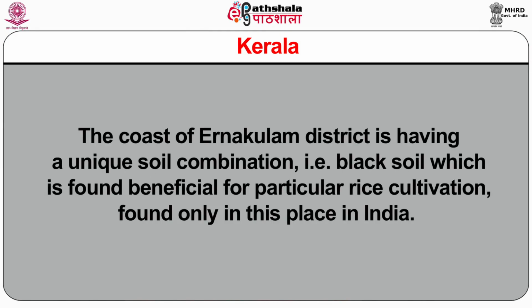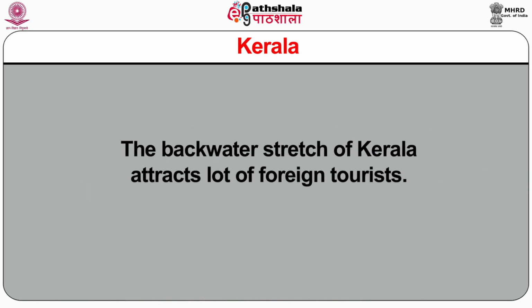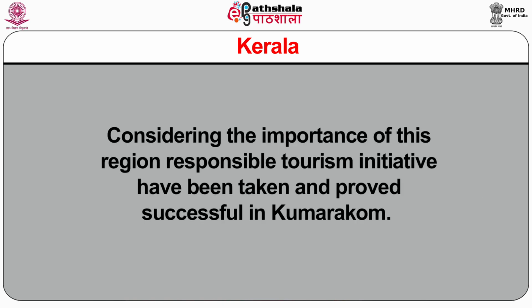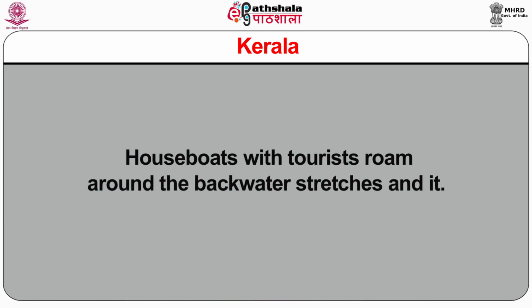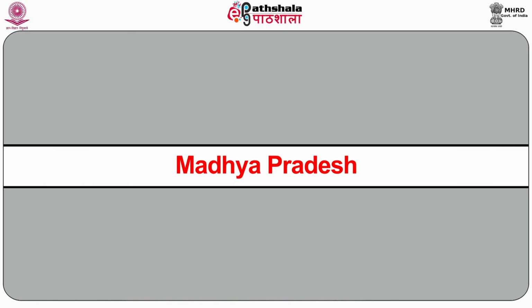The coast of Ernakulam district has a unique soil combination, that is black soil, which is found beneficial for a particular rice cultivation, found only in this place in India. The backwater stretch of Kerala attracts a lot of foreign tourists. Considering the importance of this region, responsible tourism initiatives have been taken and proved successful in Kumarakom. Houseboats with tourists roam around the backwater stretches.